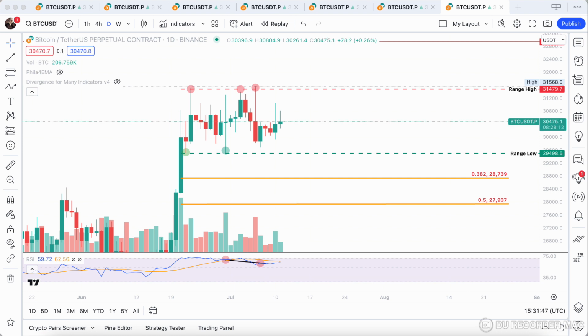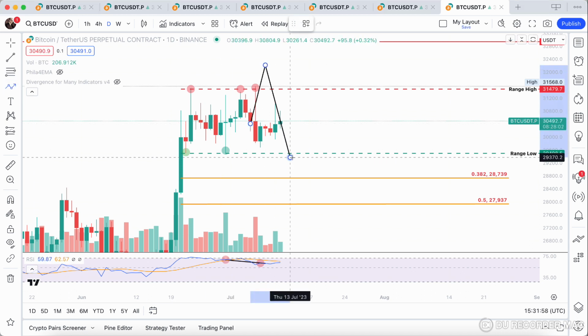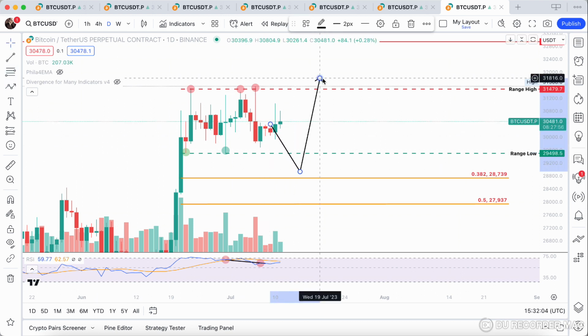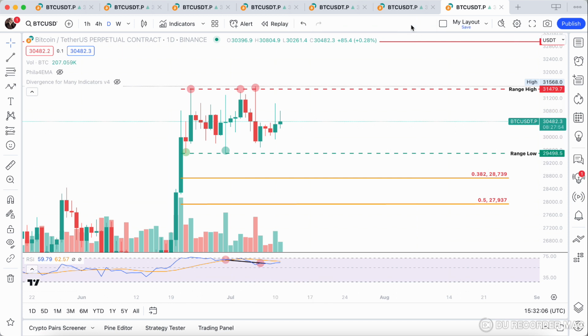Second lesson is that usually the first move is the false move, meaning that it could be a pump and a dump, or it could be the other way around, a dump and a pump. But the first move is the false move. This is in every CPI announcement, without fail, okay?